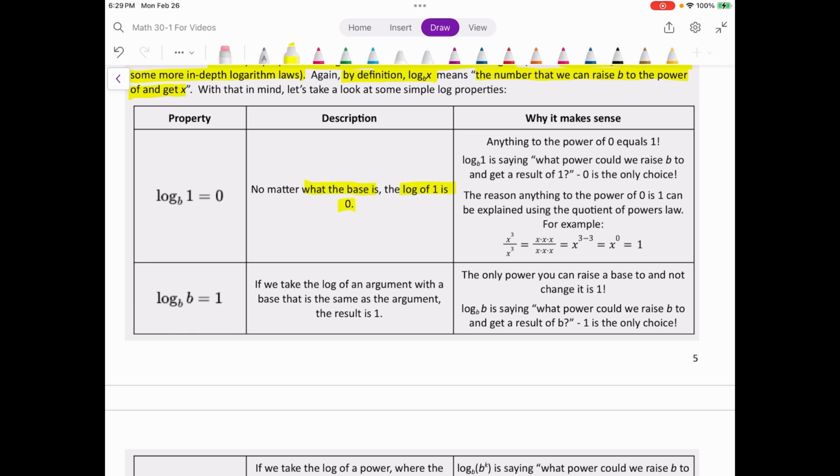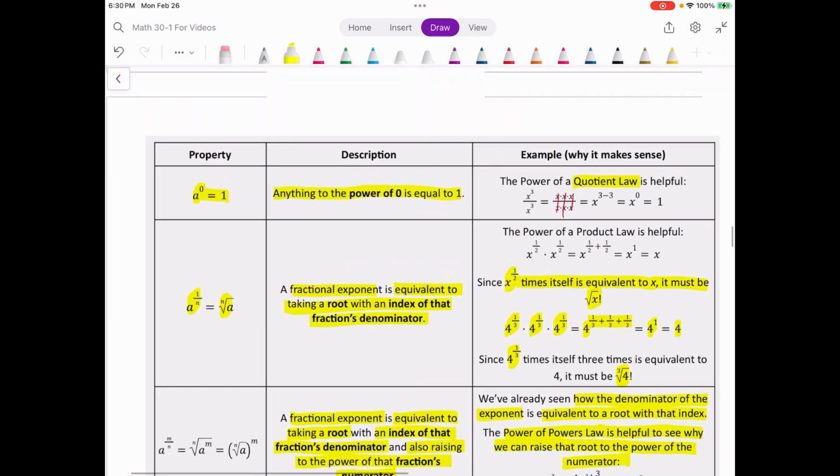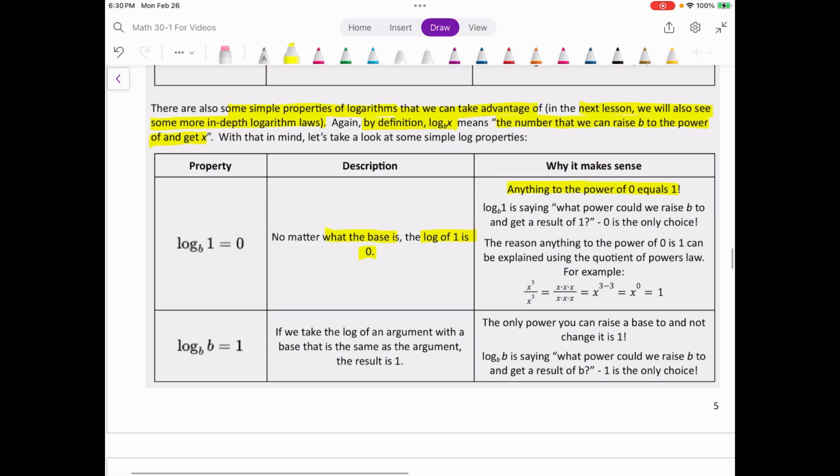Why does that make sense? Well, because anything to the power of 0 equals 1. We talked about that up here. Anything to the power of 0 equals 1. And what this is saying is that b, whatever b is, to the power of 0 equals what? So if we just think about log base b of 1, b to the power of what equals 1? Well, it has to be 0.